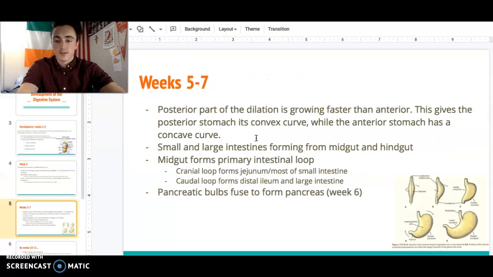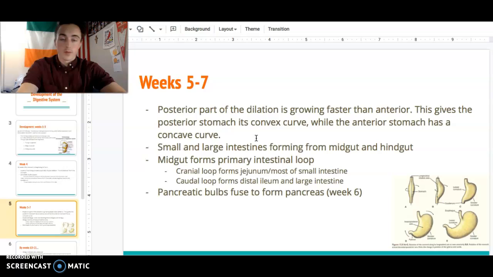With weeks 5 to 7, the posterior part of that spindle-shaped dilation is growing faster than the anterior part. This is giving the posterior stomach its convex curve, while the anterior stomach has a concave curve. The small and large intestines are also forming from the midgut and hindgut.